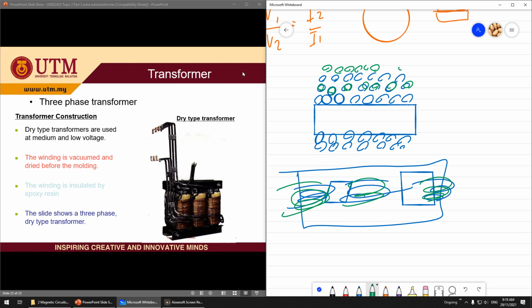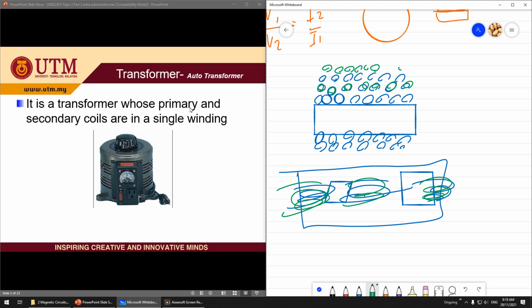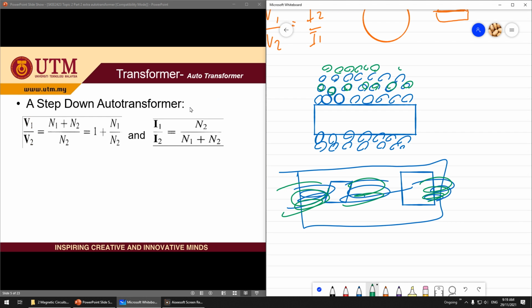That's it. That is the extra information you need to know about the transformer, the three-phase transformer, as well as the auto transformer. So that's it for this chapter. Next we will learn chapter 3.